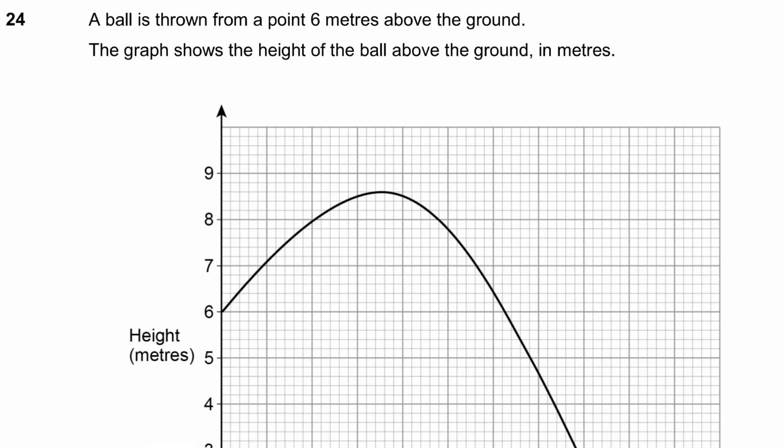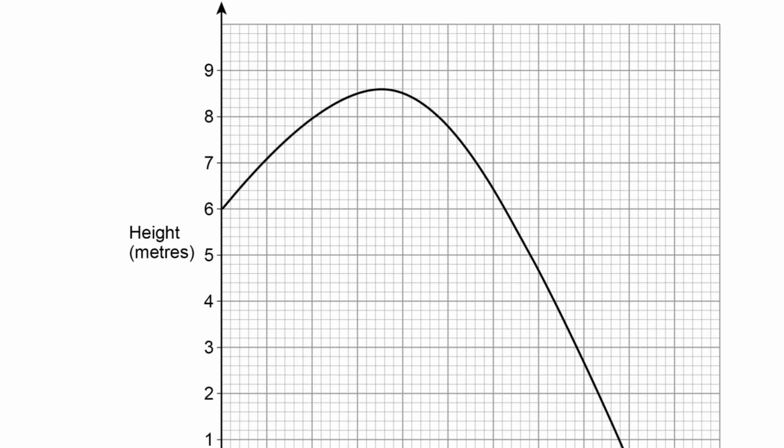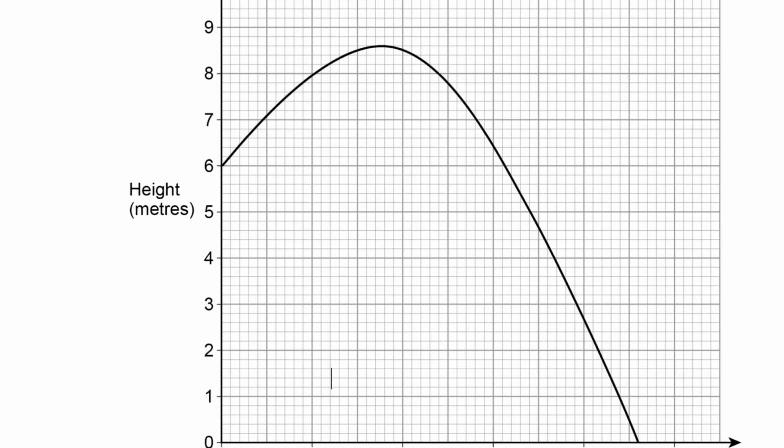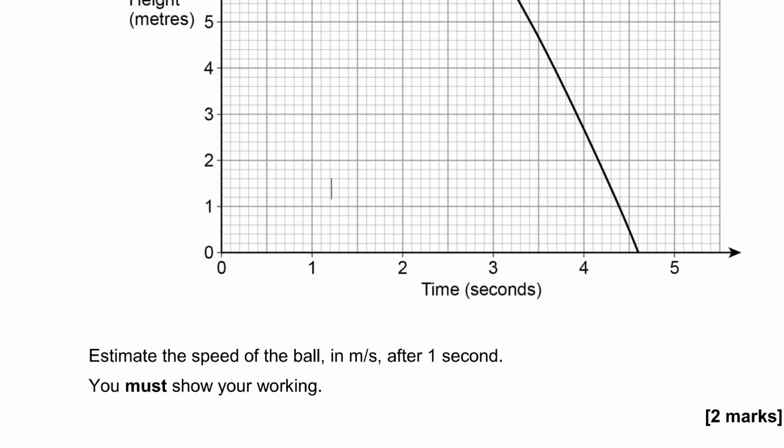Question 24. A ball is thrown from a point 6 meters above the ground. The graph shows the height of the ball above the ground in meters. Now 6 meters is probably about roof height of a house. So imagine you're standing on the roof and you throw a ball off the roof. The first part of the journey the ball is going to go upwards, but then due to gravity it starts falling to the ground and it hits the floor a fair distance from the house. Something like that. Okay, what we need to do though is to estimate the speed of the ball in meters per second after 1 second.